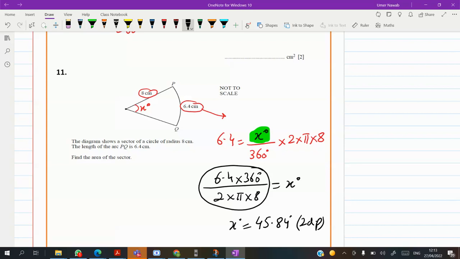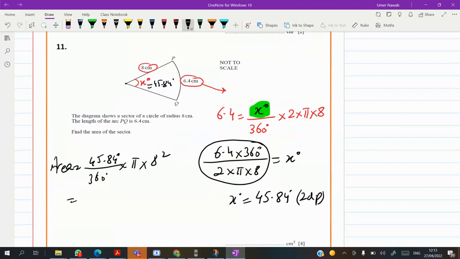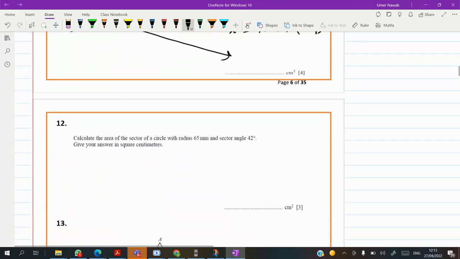Area of a sector. Now it's easy for me because I found the central angle, which is 45.84 degrees. So 45.84 degrees divided by 360 times pi times 8 squared. It's easy for us to calculate it.